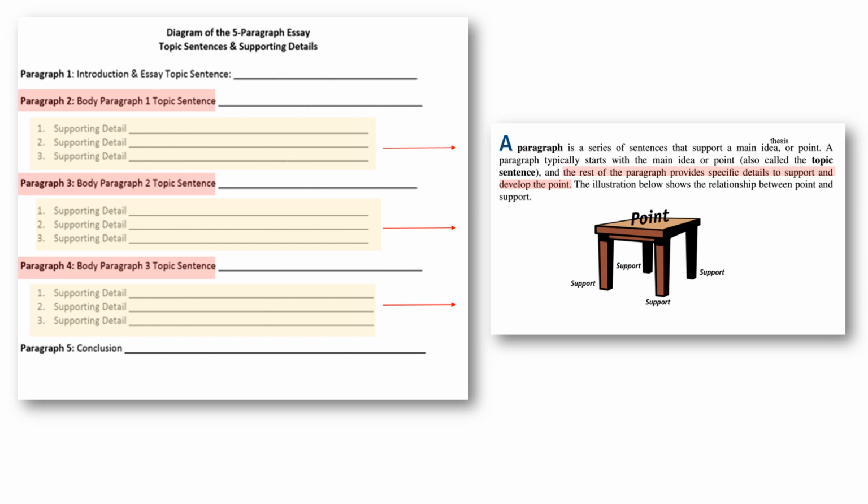A paragraph is a series of sentences that support a main idea or thesis. A paragraph typically starts with the main idea or the point, just as the body paragraphs on the left-hand side of this slide do. They're highlighted in red. Then the rest of the paragraph provides specific details to support and develop the point. The illustration below this table shows the relationship between the supporting details and the main idea or the thesis. They all support the main idea or the thesis.